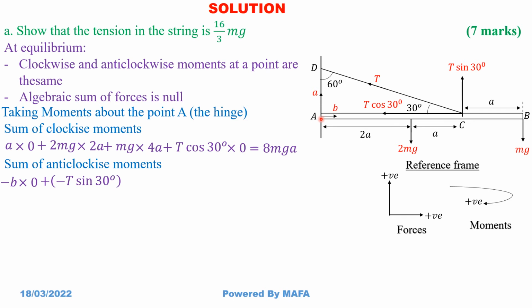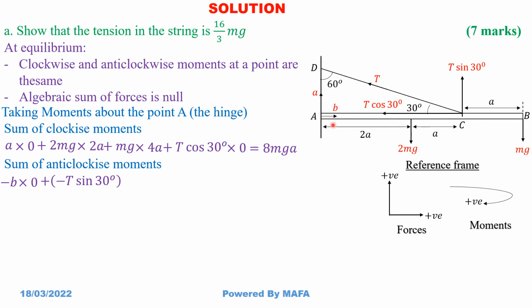Okay, now the next is going to be T sine 30, but it is anti-clockwise, meaning it is negative. Remember that the force is positive because it is pointing upwards, as our reference frame says. So just T sine 30 degrees, which is the force, is positive. But since it is causing an anti-clockwise moment, we now indicate the negative due to our reference frame. Anti-clockwise moments are going to take the negative sign. So we have negative T sine of 30 degrees.